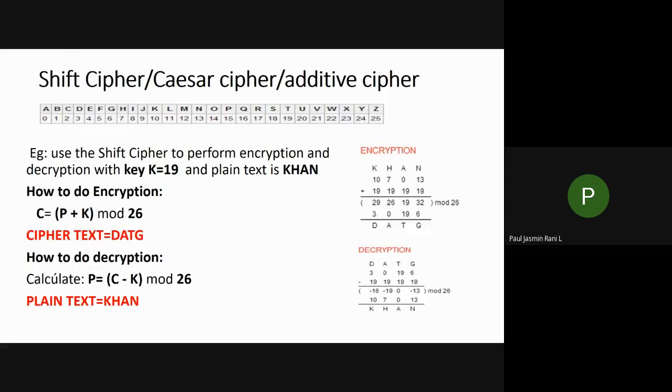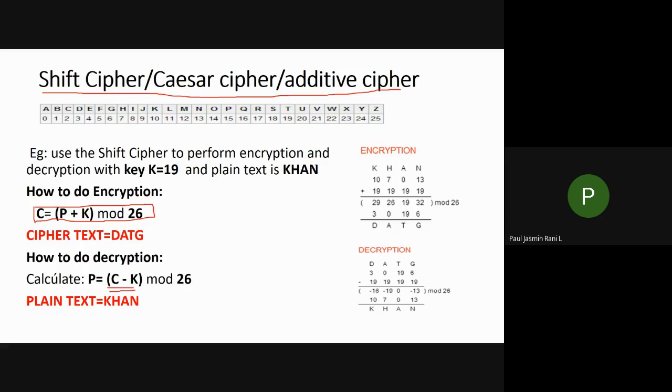The additive cipher can also be called the shift cipher or Caesar cipher. Let us explain this additive cipher. In all these algorithms, you are going to do only two things: encryption and decryption. Encryption means you find the ciphertext, and decryption means you find the plain text. For encryption, the formula used is: ciphertext C is equal to plain text plus key mod 26. For decryption, you put a negative sign over here.